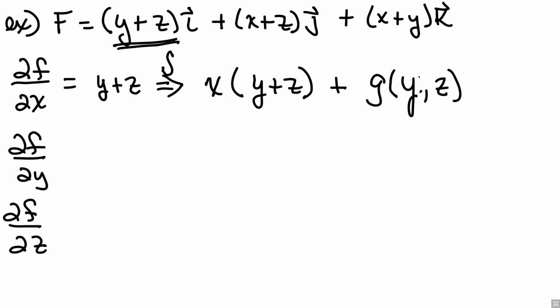I'm going to create some function g in terms of y and z. Since I'm integrating with respect to x, I'm going to have x times this. Then it's going to create a function based on the other two variables that I'm not integrating with respect to. So we're going to call it a function g that's defined in terms of y and z. Does everyone understand that so far?